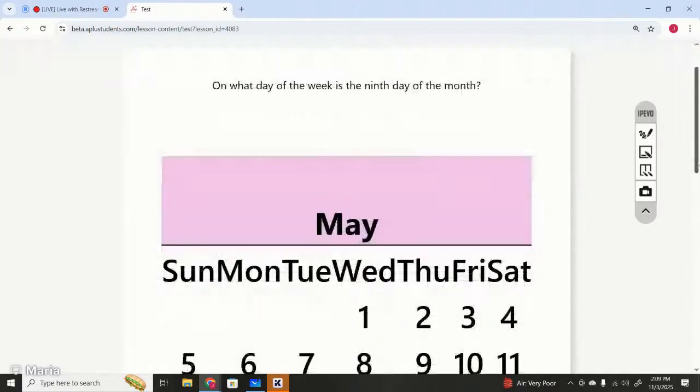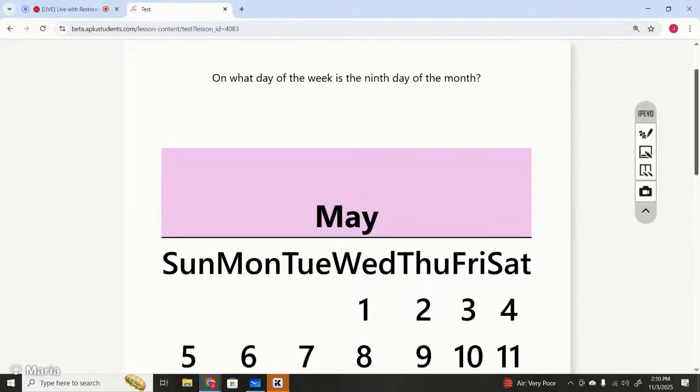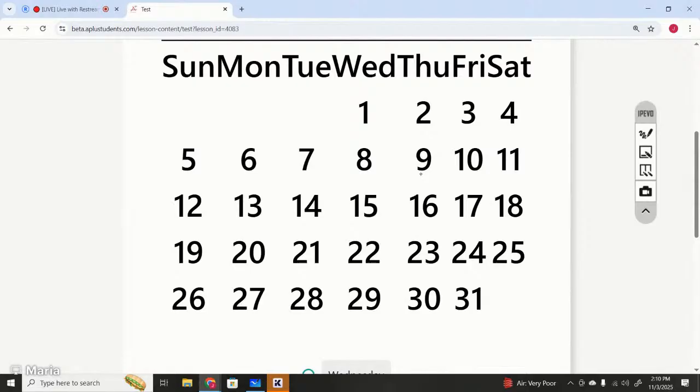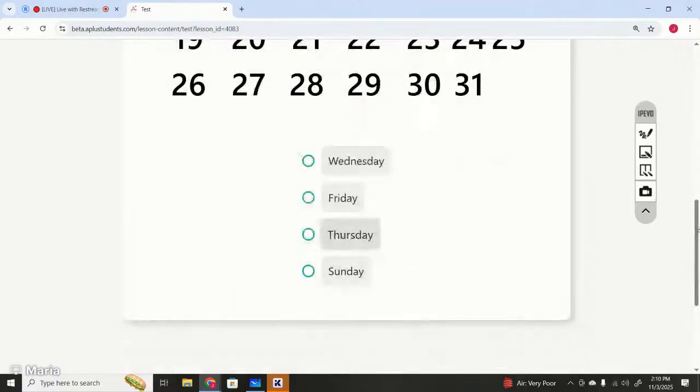What is the ninth day of the month? Ninth day of the month. Here is 9. The ninth day of the month is on Thursday. The correct option is Thursday.